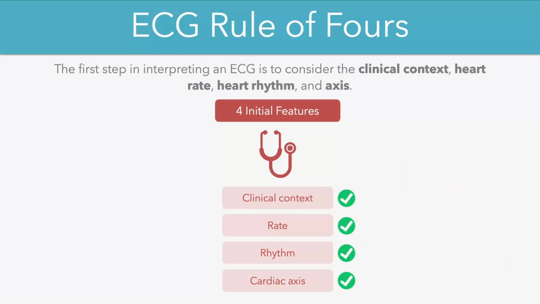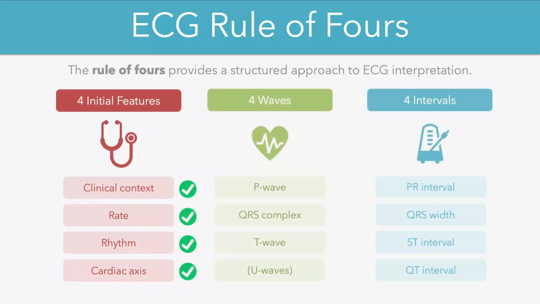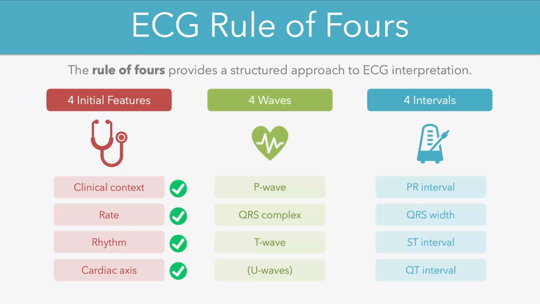Just to review everything, we've now had a look at how to assess the 4 initial features on an ECG, including the clinical context, the rate, the rhythm, and the axis. In the next video, we'll be taking a look at the 4 waves and the different types of problems which can arise with these.